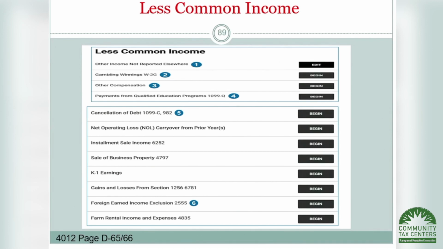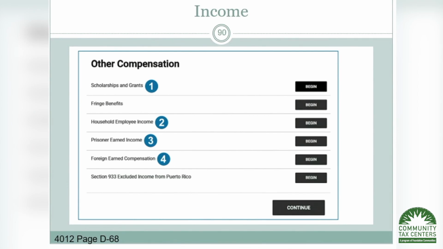Some less common incomes can be found in the less common income section. Those include gambling winnings, cancellation of debt, things of that nature, foreign earned income. The most common ones that we see are the gambling winnings, other compensation, and cancellation of debt. You'll be able to see these in the software when we get into it. Some other compensation, certain scholarships and grants, are considered. The rest of these we don't see fairly often.